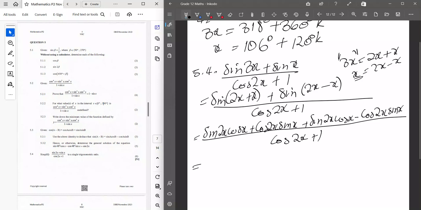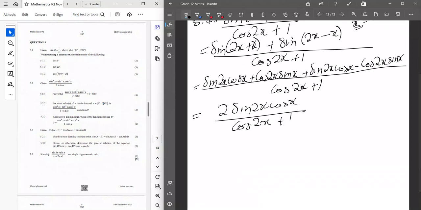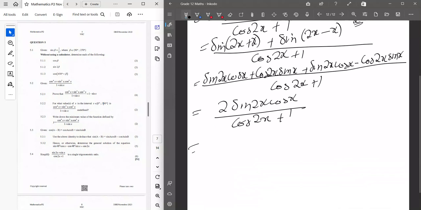Okay, let's see. Cos 2x will be cancelling. So here we are left with 2 sine 2x cos x all over cos 2x plus 1. Isn't it? Now, pay attention. This is a double angle of cosine. Okay, this is a double angle of cosine. So this double angle, I'm going to do it step by step, guys. It will be 2 sine x cos x multiplied by cos x.